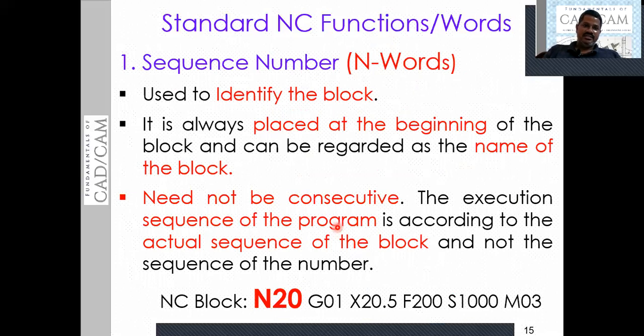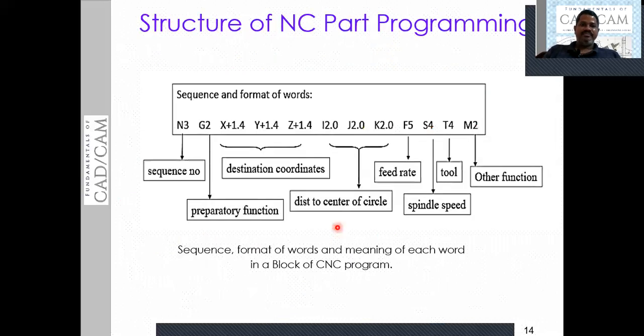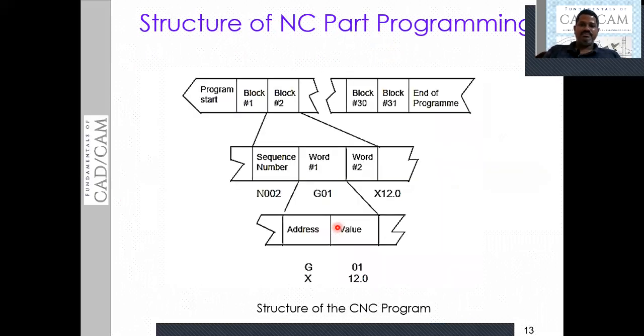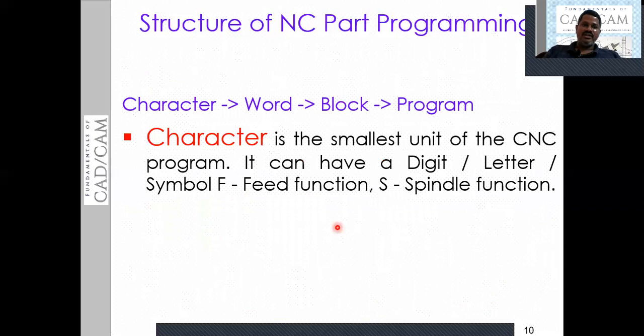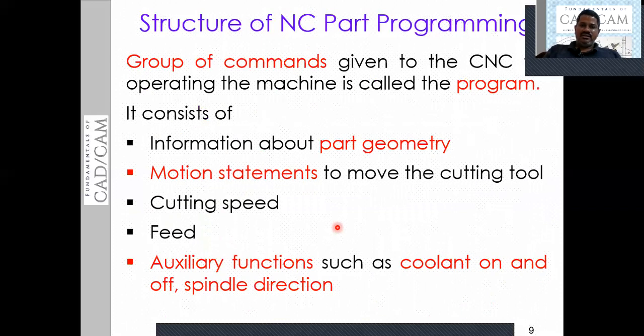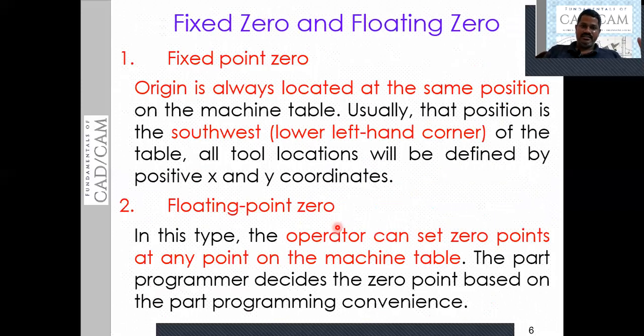Then we discussed the importance of sequence number. Then we have seen the structure of a part program. The structure consists of block, program, word, and character. We have defined what exactly the character, word, block, and program are. Then we also defined the program, what exactly the program is and what information the program is going to consist of. That we discussed in this session.